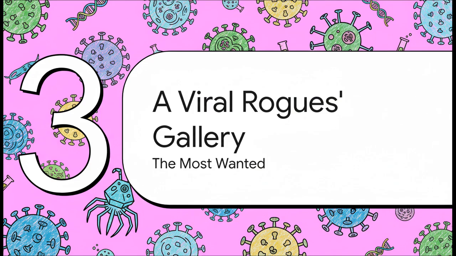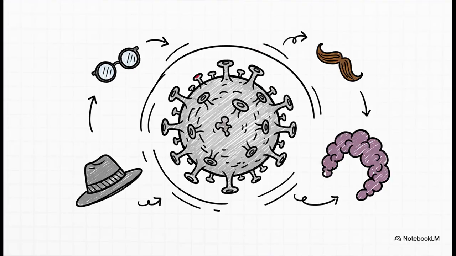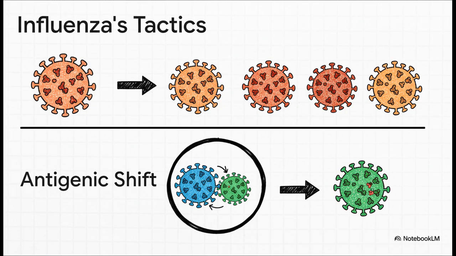Okay, so that's the theory. But let's make this real. It's time to meet some of the most wanted criminals in the viral world. Let's look at their specific MOs. First on our list, influenza. The flu. Its whole game is being a master of disguise. It never wants you to recognize it. See, influenza's genetic code is a little sloppy.